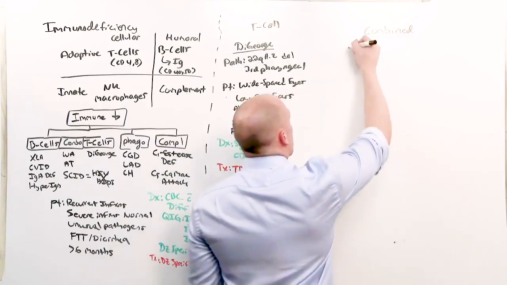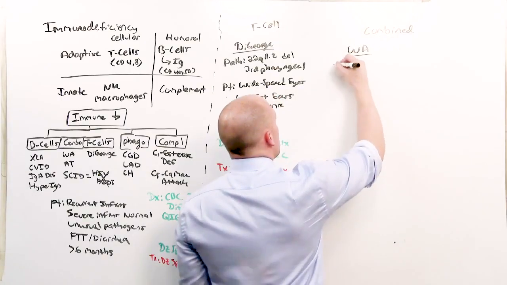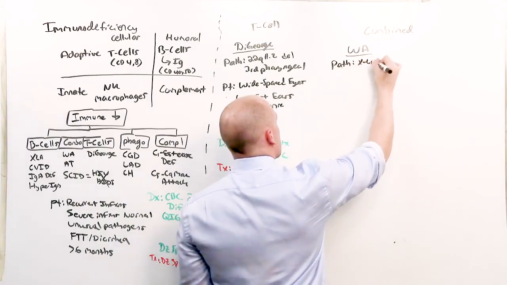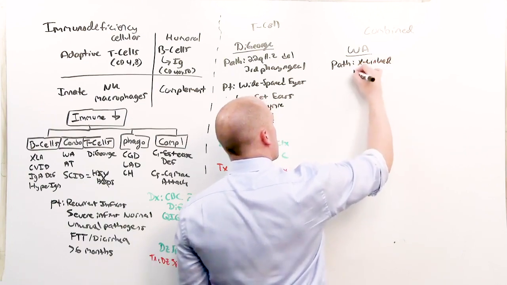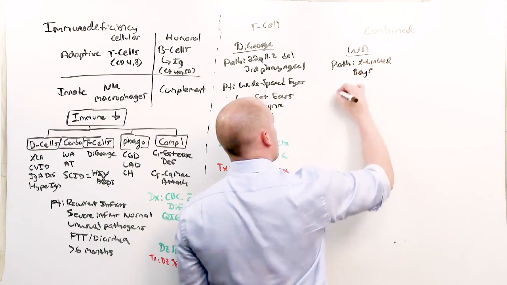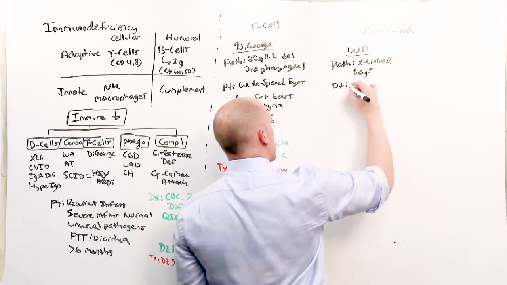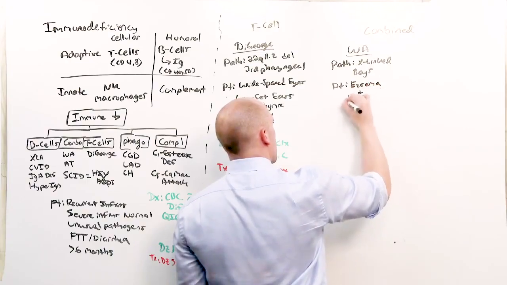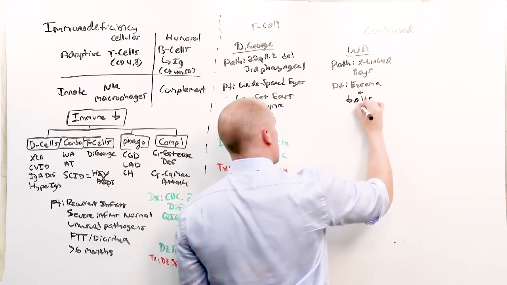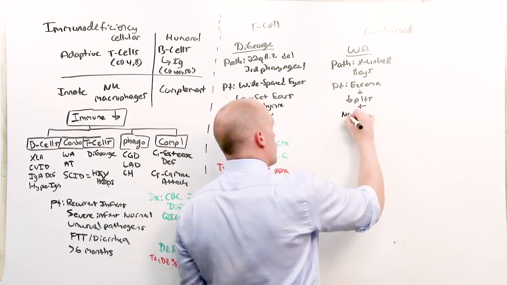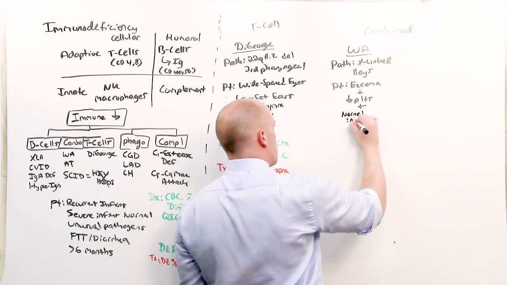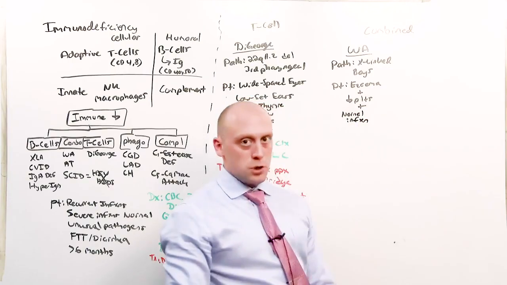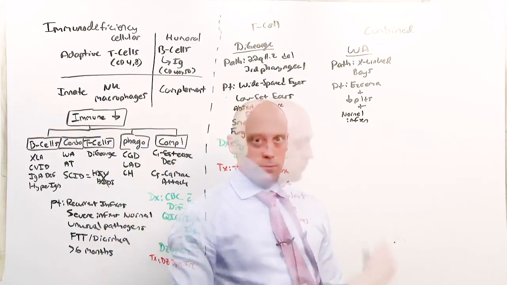The first is Wiskott-Aldrich. The pathogenesis of Wiskott-Aldrich is X-linked. And just like Bruton's, it'll affect boys. The patients are going to present with atopic dermatitis, eczema, low platelets, and normal infections. Eczema, low platelets, and an immunology question, it's Wiskott-Aldrich.